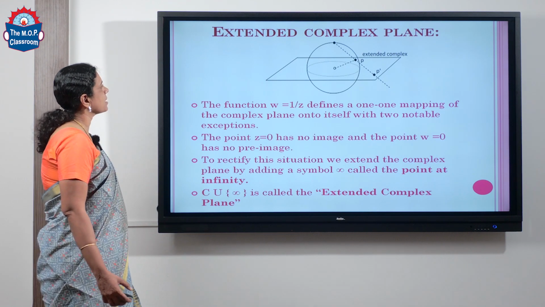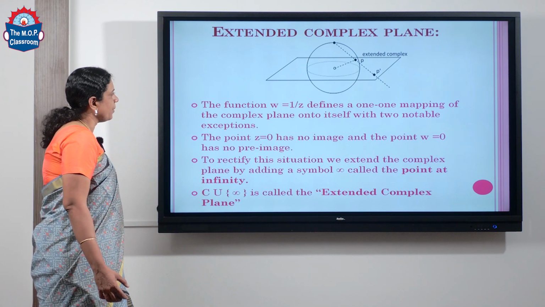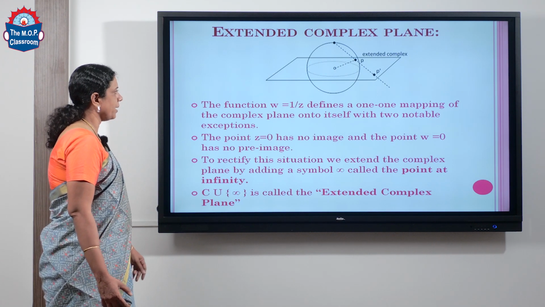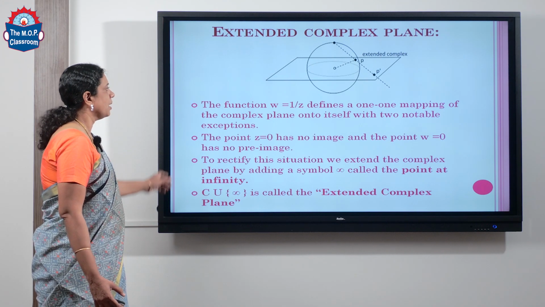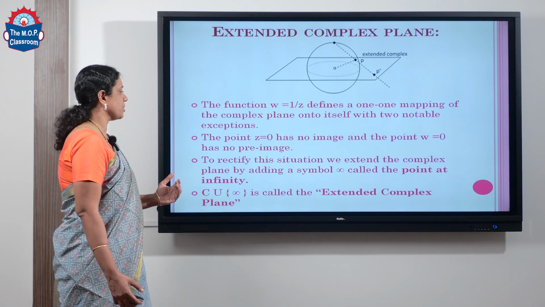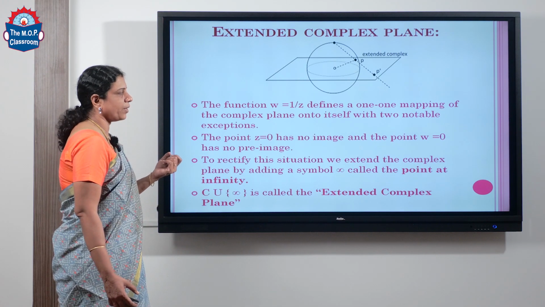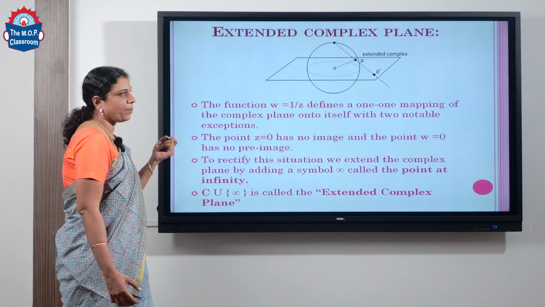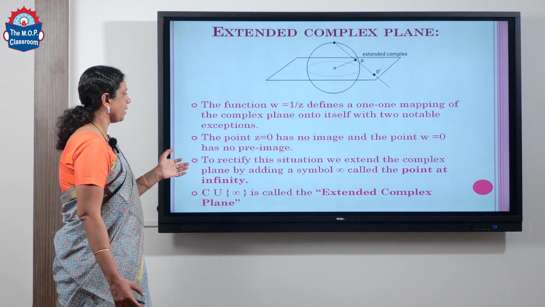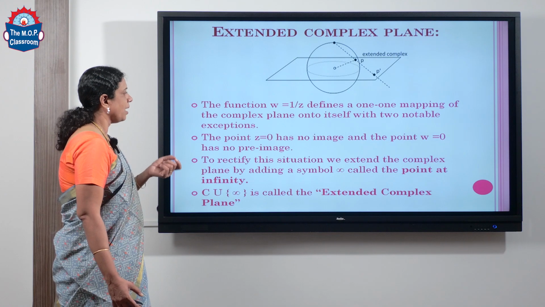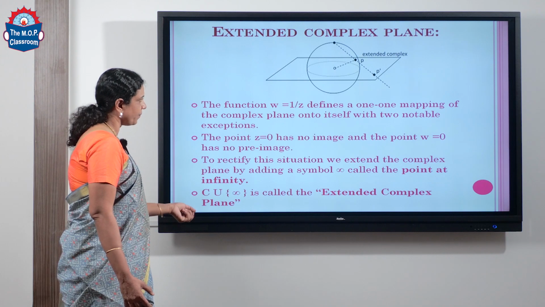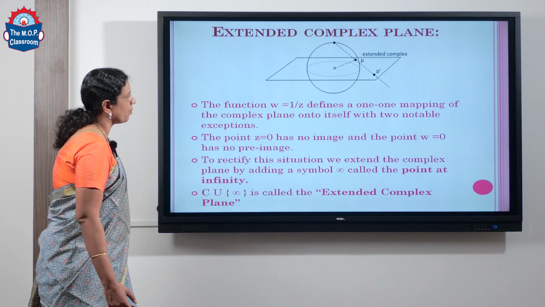Now we come to the extended complex plane. The function w equals 1 by z defines a one-to-one mapping of the complex plane onto itself with two notable exceptions. The point z equals 0 has no image and the point w equals 0 has no pre-image, because if we substitute z equals 0, 1 by 0 gives you infinity. To rectify this, we extend the complex plane by adding a symbol called the point of infinity. The complex plane together with the union of infinity is called the extended complex plane.